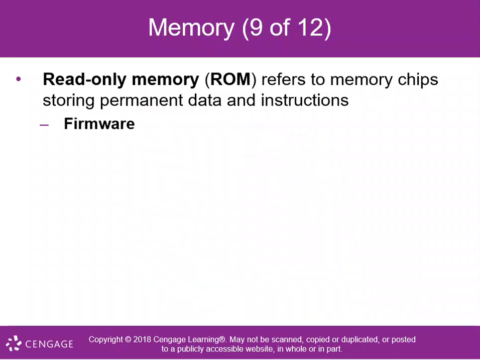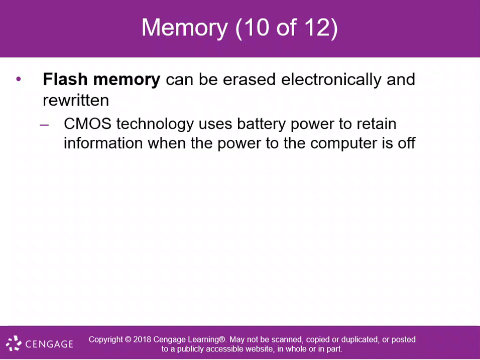So, read-only memory refers to the memory chip storing permanent data, instructions, firmware. Then flash memory can be erased electronically and rewritten. CMOS technology uses battery power to retain information when the power to the computer is off. So flash memory ni dia boleh dia editable dan juga dia non-volatile. Maksudnya dia combine macam saya sebutlah, dia combine characteristics of RAM and ROM.